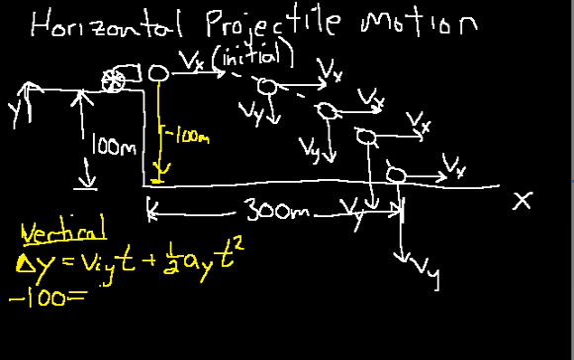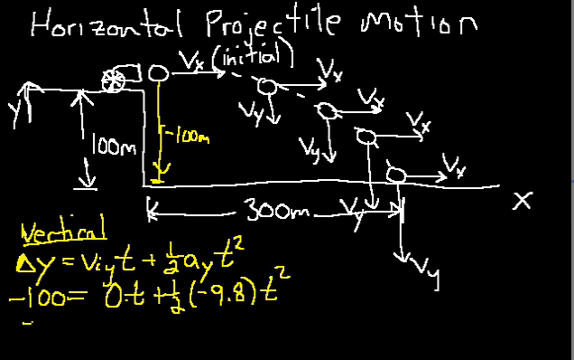The initial velocity in the y direction, well, here's the initial velocity as it just comes out of the cannon, and there is no motion up or down. It's going straight horizontal. So our initial velocity in the y direction is 0 times t plus 1/2. Now my acceleration in the vertical or y direction is going to be due to gravity, and that's negative 9.8 meters per second squared, and then we have time squared.